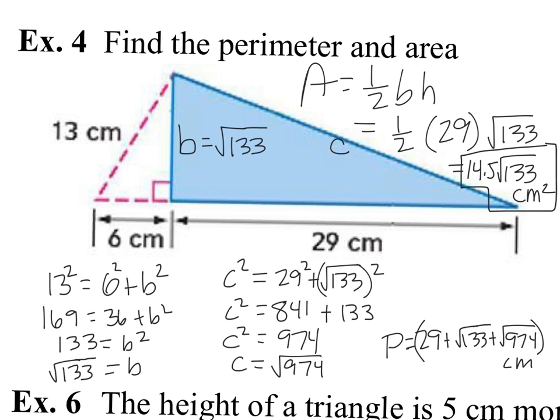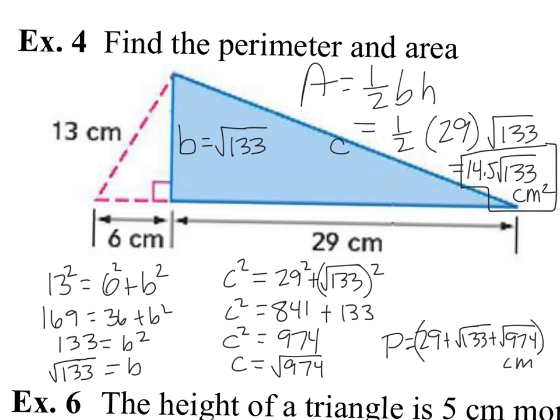Example 4 asks us to find the perimeter and the area of this blue triangle. So to find the area, we'll take 1/2 its base times its height. Well, we're given the base of this triangle, but we are not given the height. So to find the height, we use this white right triangle and use the Pythagorean theorem to find that the height of our triangle is the square root of 133. So 1/2 base times height, multiply it out, we get 14.5 times the square root of 133 square centimeters.